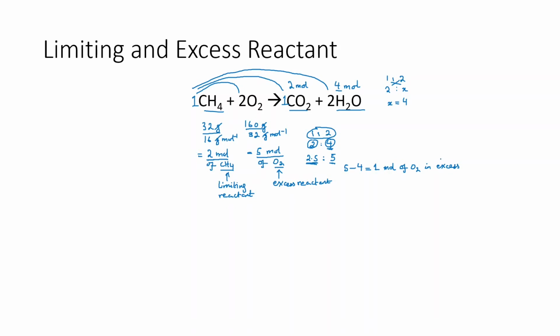So if we count the moles of all that is left at the end, we have 1 mole of the excess reactant, and we're going to add to it the 2 moles of carbon dioxide and the 4 moles of water. That's going to give us 7 moles of substances left over at the end. So this is 1 mole of oxygen in excess. This is 2 moles of carbon dioxide and 4 moles of water that were all made thanks to the 2 moles of methane, the limiting reactant, that defines the amount of product that is made.